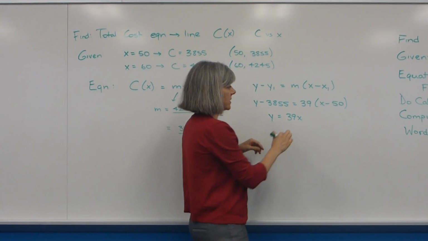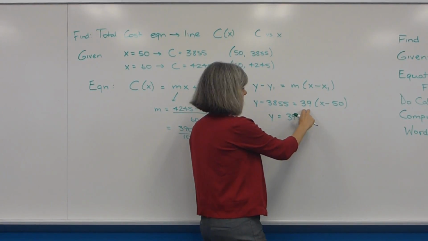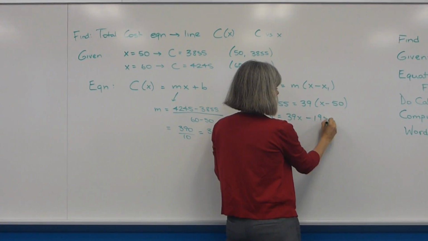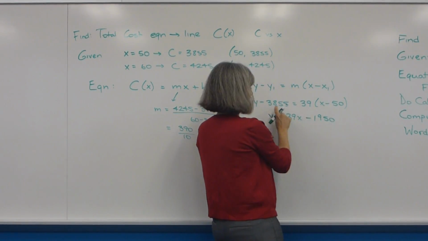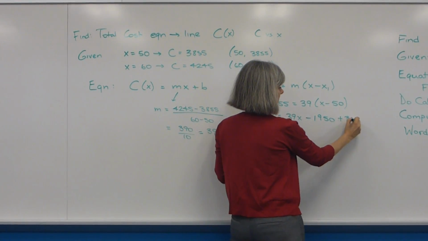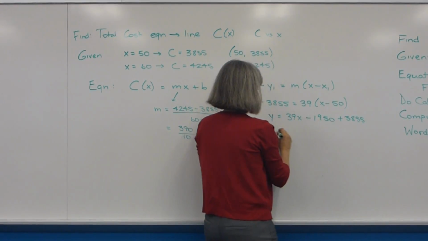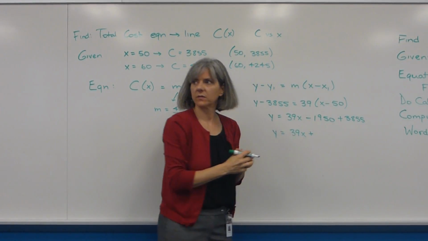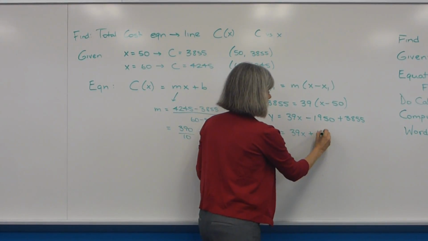50 being 1950. Yeah, plus the 3855, so minus 1950. I'm multiplying this out, and now I'm going to add the 3855 from the other side. So y equals 39x plus 1905. 1905.